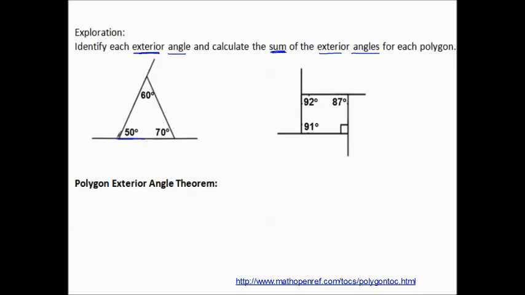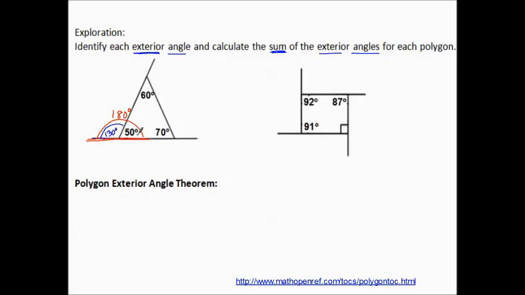Remember, we just extend one of the sides and we have an exterior angle. Remember also that the interior and the exterior angle create a linear pair, therefore adding up to 180 degrees altogether. If this is a 50 degree interior angle, the exterior angle will be 130 degrees, 180 minus 50.